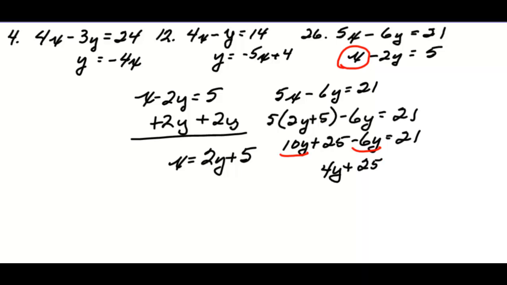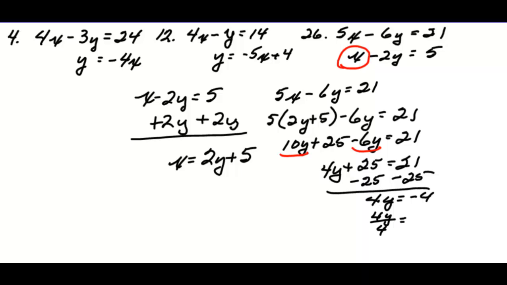25 equals 21. Now what we have to do is subtract 25 from both sides, and we'll get 4y equals negative 4. And then dividing both sides by 4, we'll get y equals negative 1. All right? Now what we need to do is find the value for x.